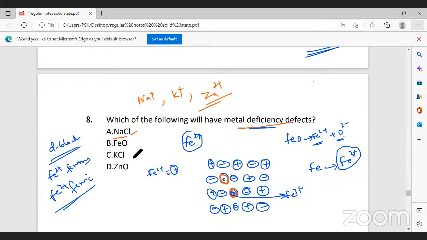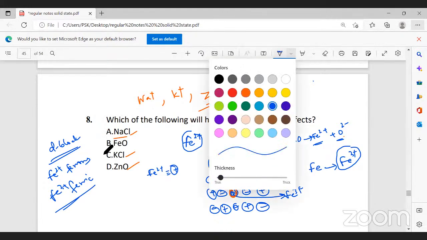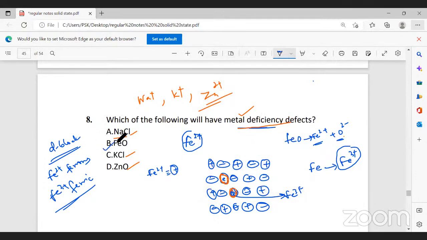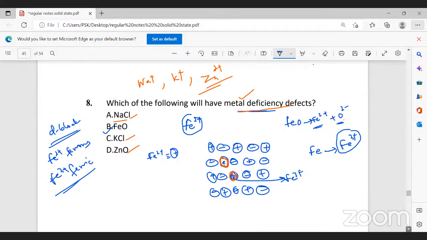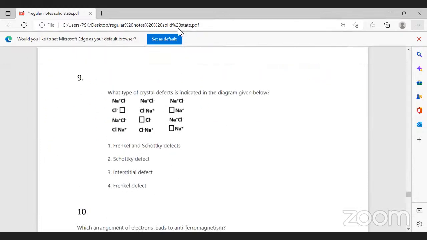Therefore, sodium chloride, potassium chloride or zinc oxide will not show metal deficiency defect. The simple way to remember is any metal which can show variable oxidation states can show metal deficiency defect. Hence, the answer for this question is FeO. Followed? Yes, sir. Are you there in the class? Yes, sir. Others? Please interact with me.